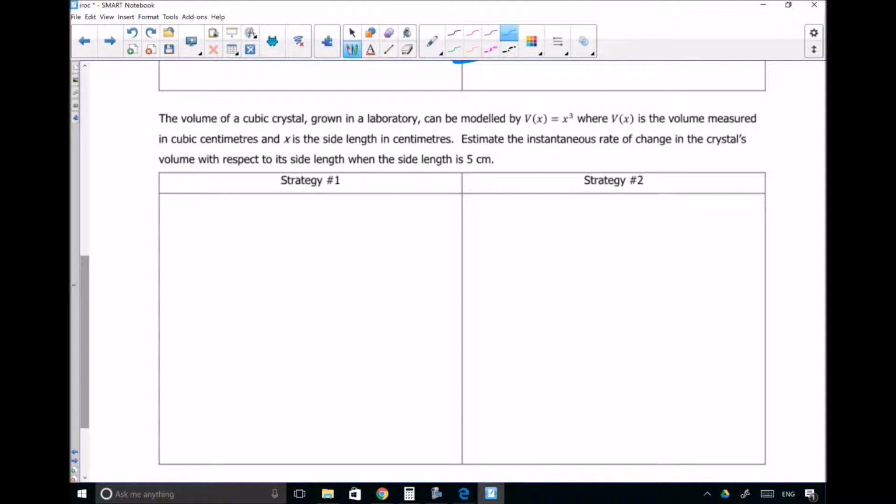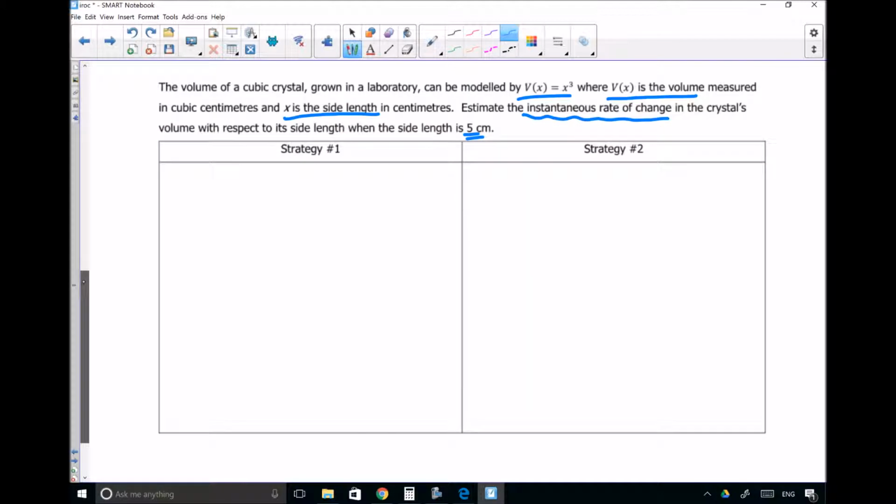Okay, so let's go ahead and read through this question right here. It says the volume of a cubic crystal grown in a laboratory can be modeled by V of x is equal to x cubed, where V of x is the volume measured in cubic centimeters and x is the side length in centimeters. Estimate the instantaneous rate of change in the crystal's volume with respect to its side length when its side length is 5 centimeters.